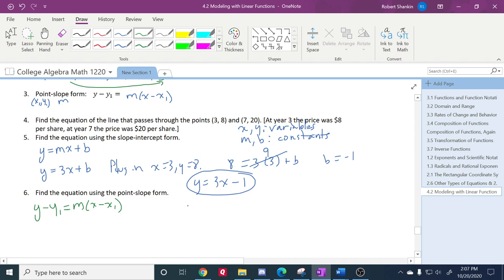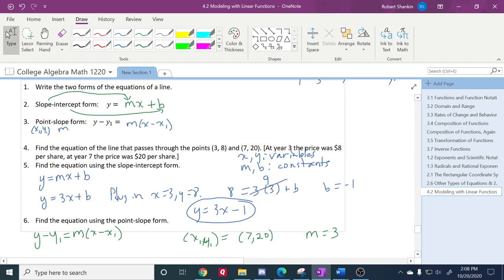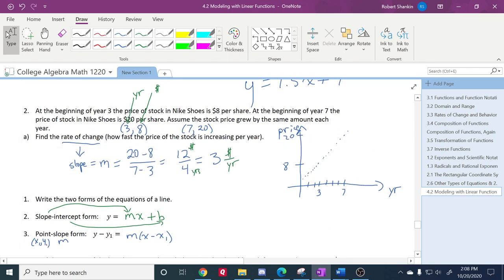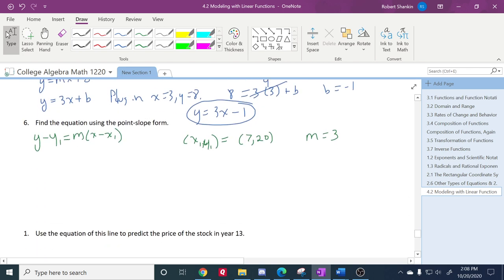I'm going to use (x1, y1) equals either one of these points. Now, I used the point (3, 8) last time. Let me use the point (7, 20) this time. Doesn't matter which one I use. Now, I also know that my m is 3. We computed the m up here and got 3. So we're going to plug these things in.